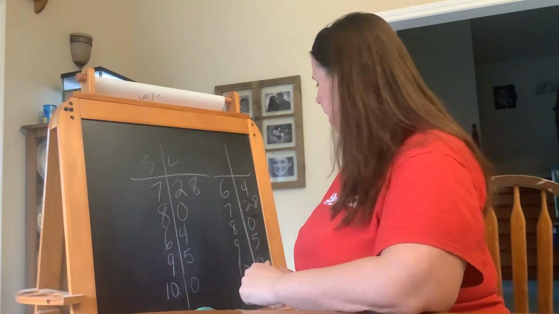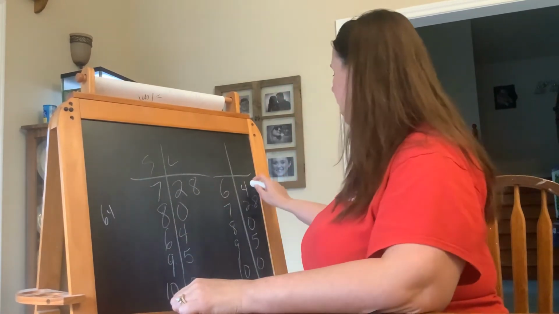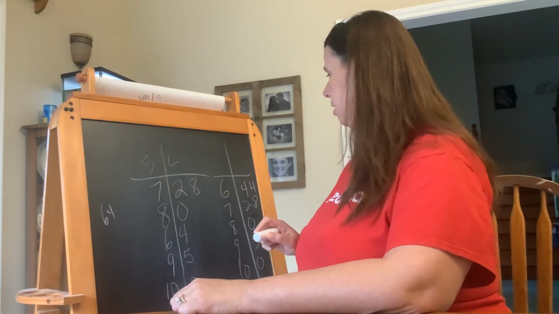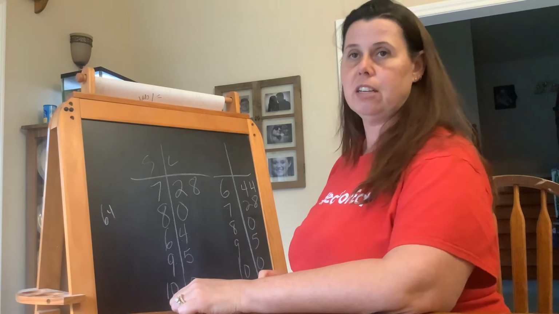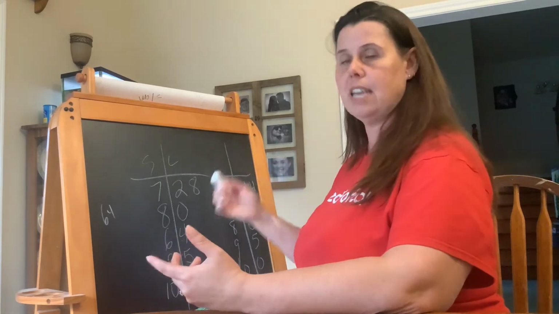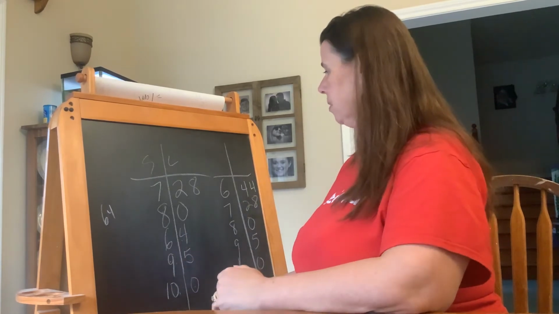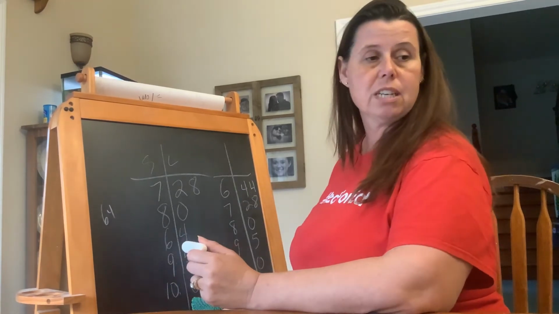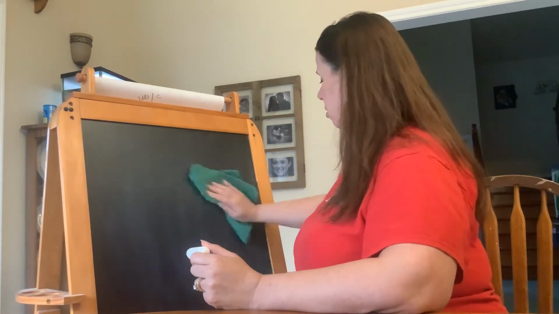Now, if say they got 2 64s, I would put another 4 here, okay? You need a leaf for every single piece of data. So if you have a set of data that has 10 pieces of data in it, you should have 10 leaves, okay? So you need to know how to do a stem and leaf plot. Make sure you know how to do that.